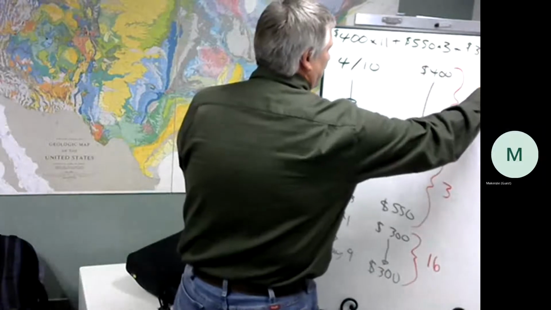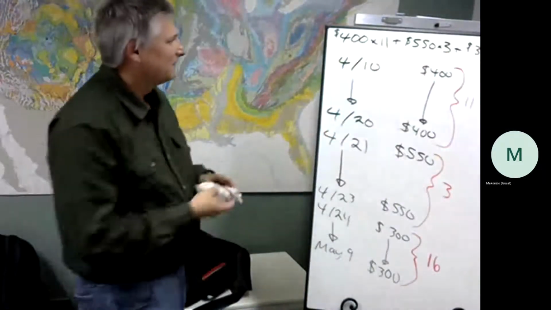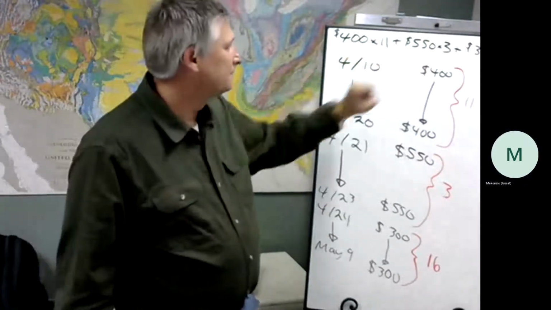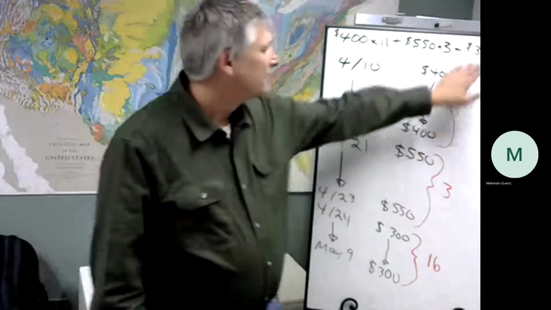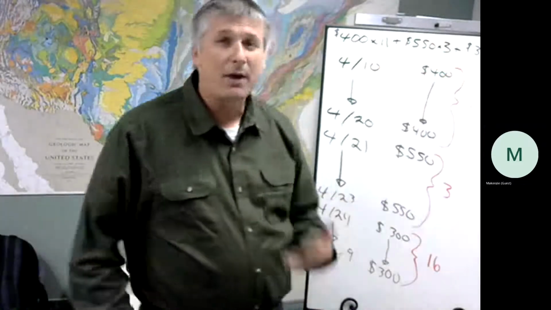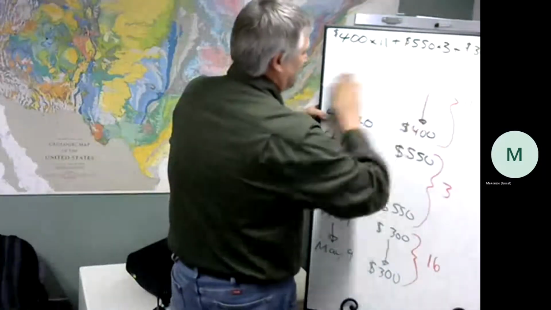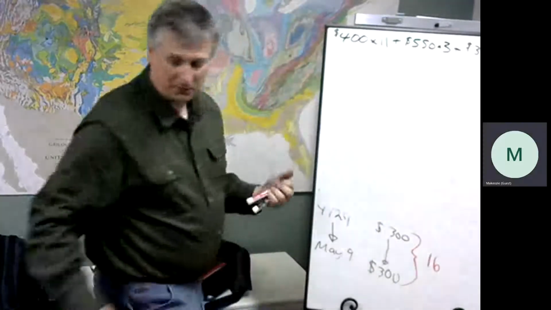300 times 16. So the balance and the number of days you had that balance. Balance, number of days you had that balance. Balance, number of days you had that balance. And so that'll give you the total, if you will.